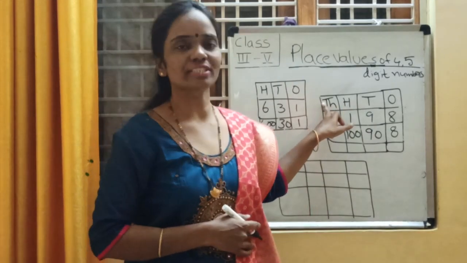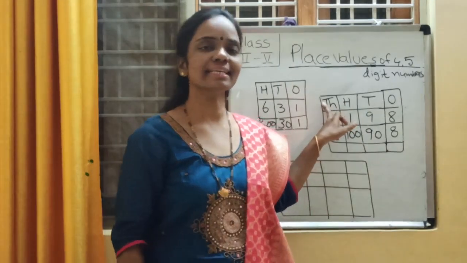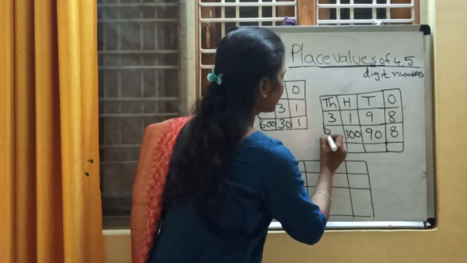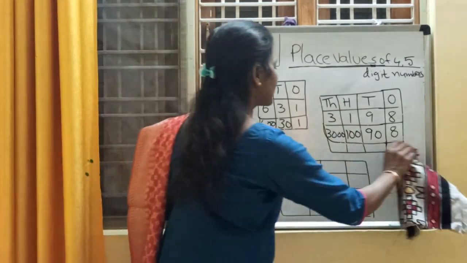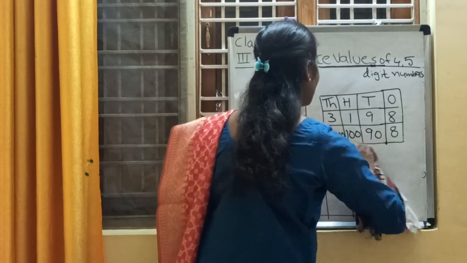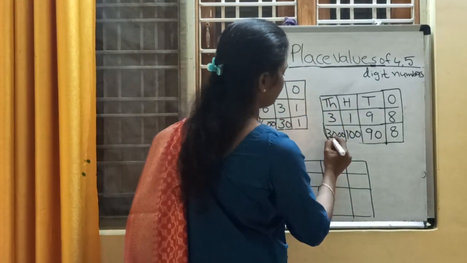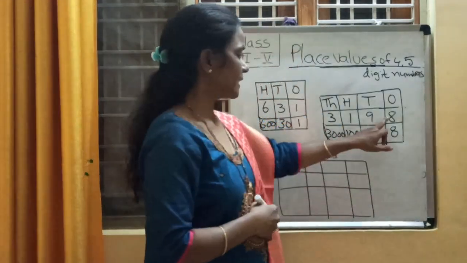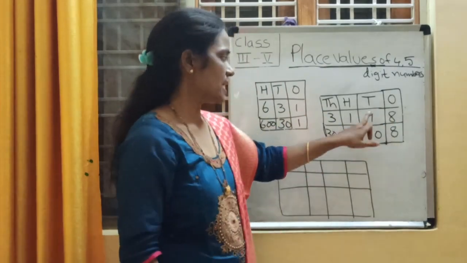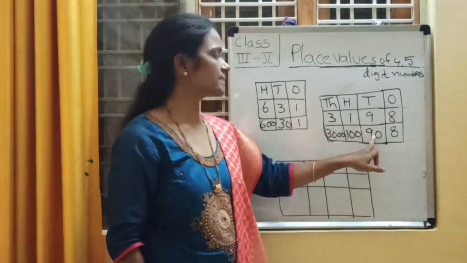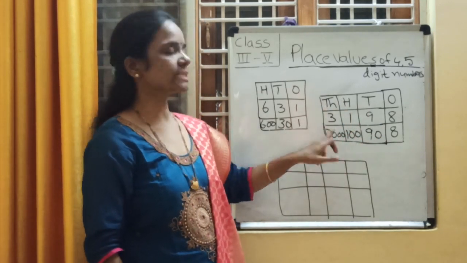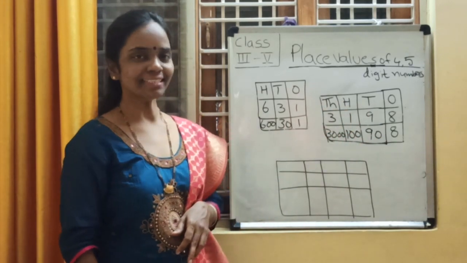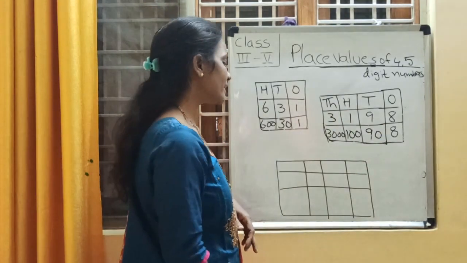3 is in thousands place. What is the place value of 3? 3000. 3 into 1000, 3000 is the place value of 3. Eight's place value is 8. Nine's place value is 90. One's place value is 100. Three's place value is 3000. Understood, children? Then take a 5-digit number.